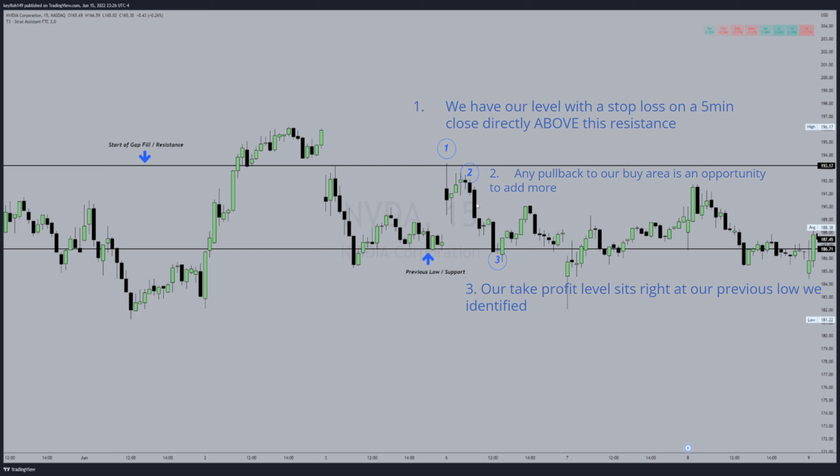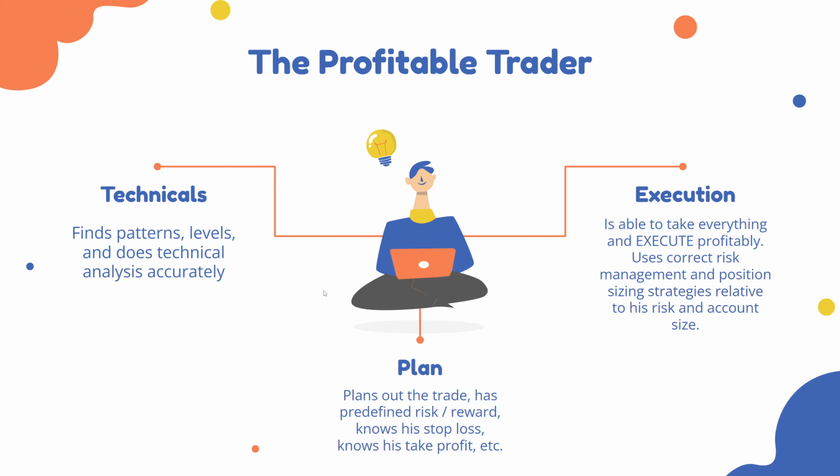So like over here, you can take 20% of your position. Over here, you can take 10%, so on and so forth. However you want to do it, partials is really up to you.